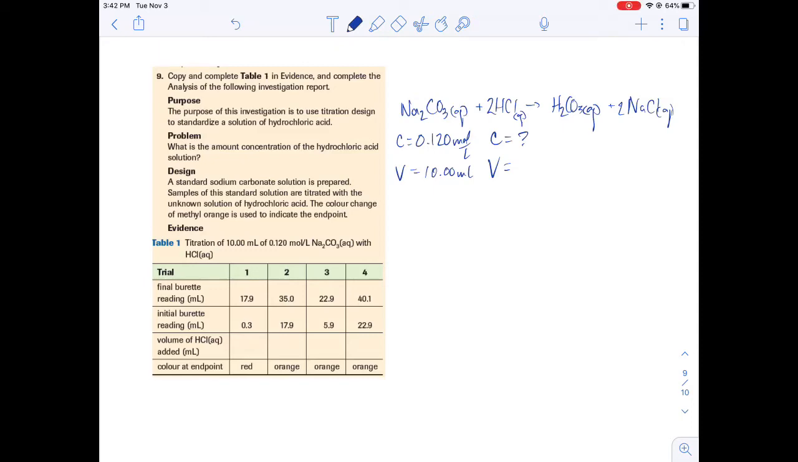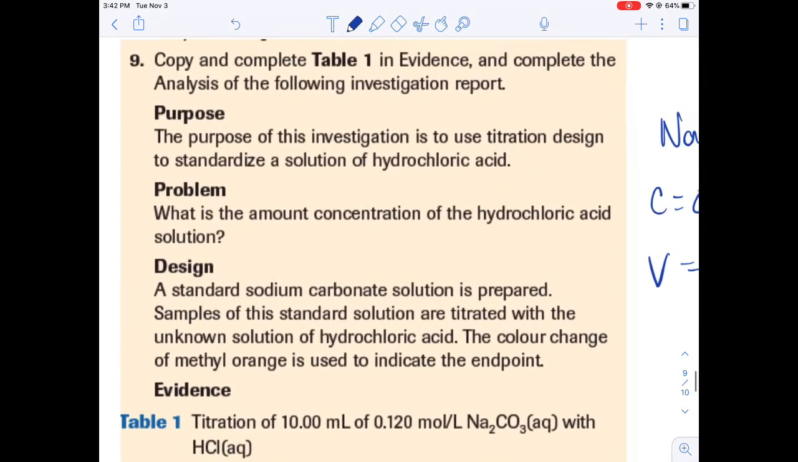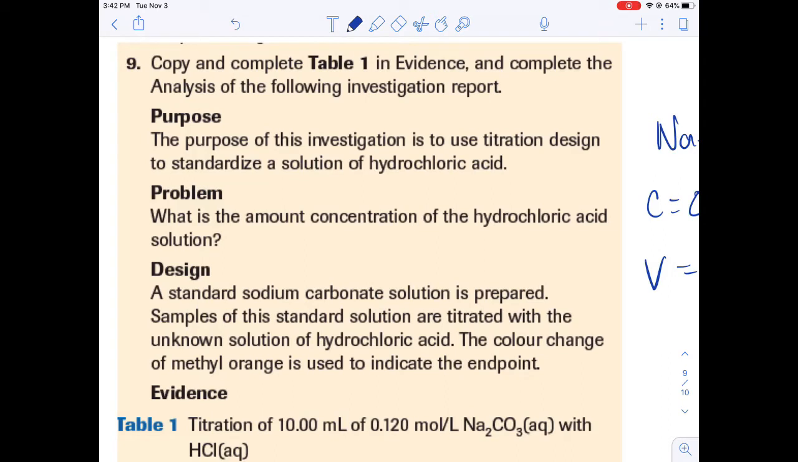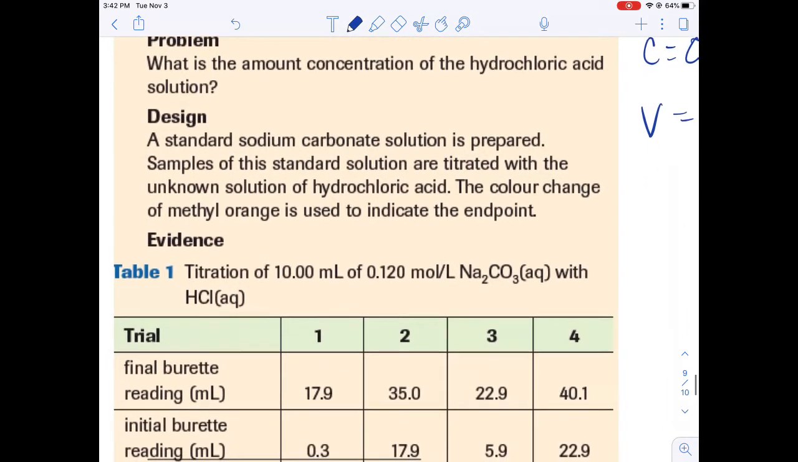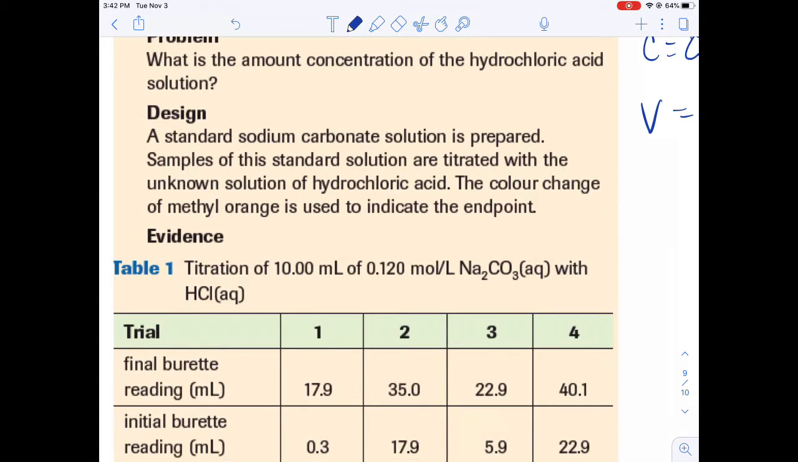Okay, in this video, we're going to look at this question. It says, copy and complete Table 1 in evidence and complete the analysis of the following investigation report. The purpose of this investigation is to use titration to standardize a solution of hydrochloric acid. What is the amount concentration of hydrochloric acid solution?